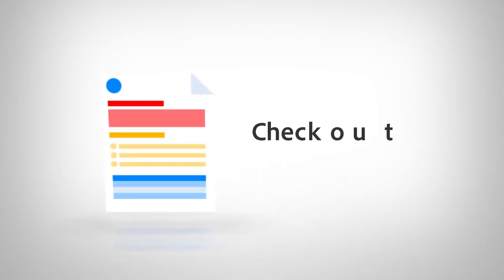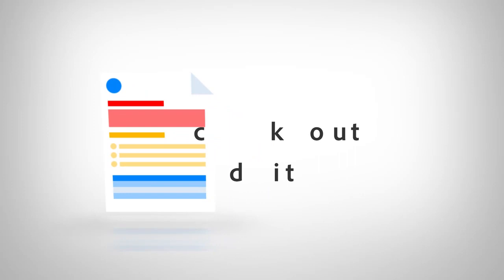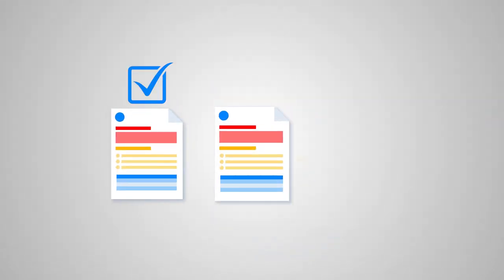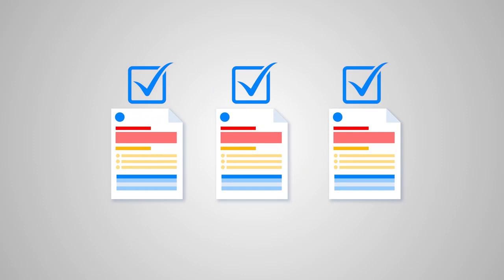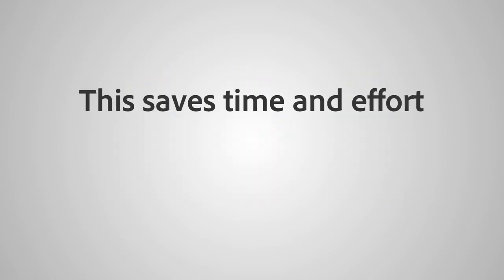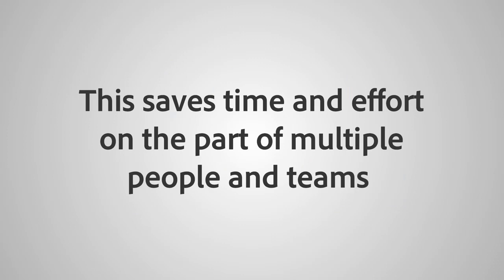The right information must be approved. This may mean a content management system is home to the right information. Check out content, edit it, and once it is approved, check it back into the system. Everything in the system is approved, pre-written content. This saves time and effort on the part of multiple people and teams.